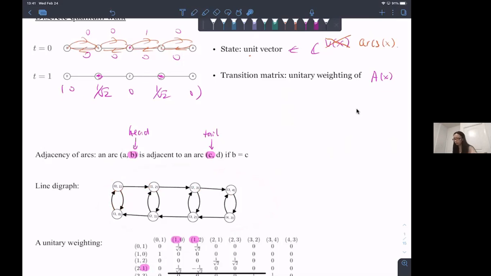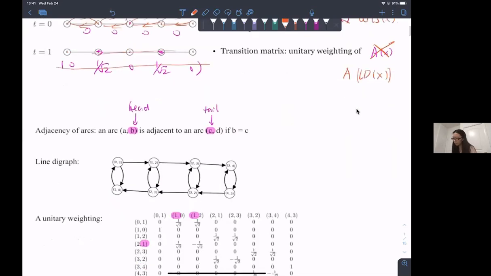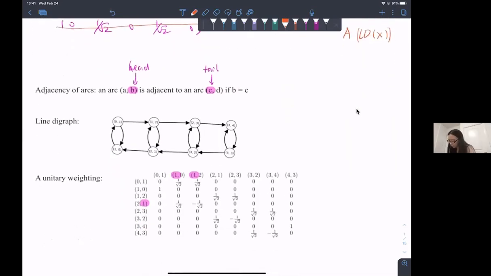Now we can describe the transition matrix. It has to be a unitary weighting of the line digraph. So now I will replace this by A of LD X. And this is no longer true, so I'm going to close it up. So for example, for the path of 5 vertices, this is a unitary weighting of the line digraph.